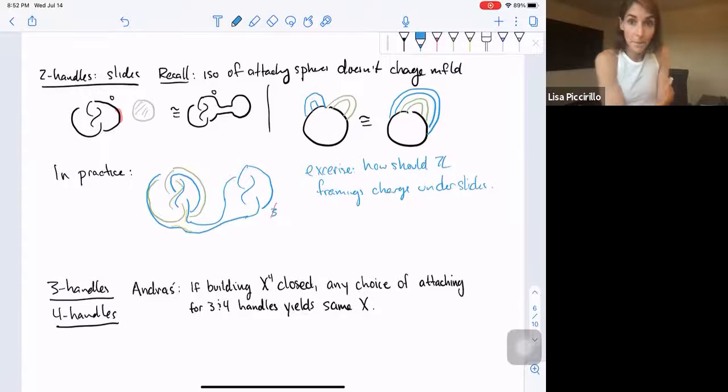Okay. So that's everything I want to tell you about two handles. Great. There's two more types of handles you might attach to a 4-manifold.